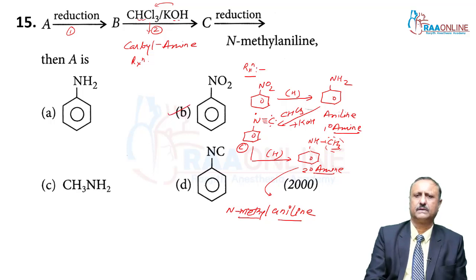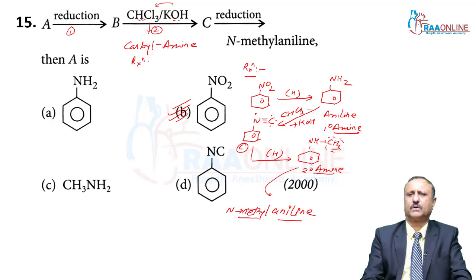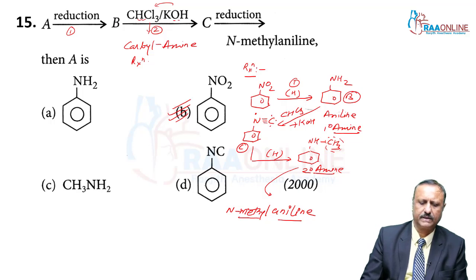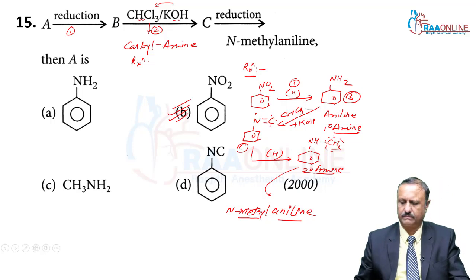Here the answer is B, nitrobenzene, because nitrobenzene in the first step is reduced and converted to aniline. Aniline reacts with chloroform and KOH and is converted to phenyl carbylamine, or phenyl isocyanide, the C compound. Here this is your B compound, and when this C compound is reduced by hydrogen, hydrogens are attached to form a secondary amine. It is also called N-methyl aniline. So, the answer is B. My dear students, B is the correct answer for question 15.